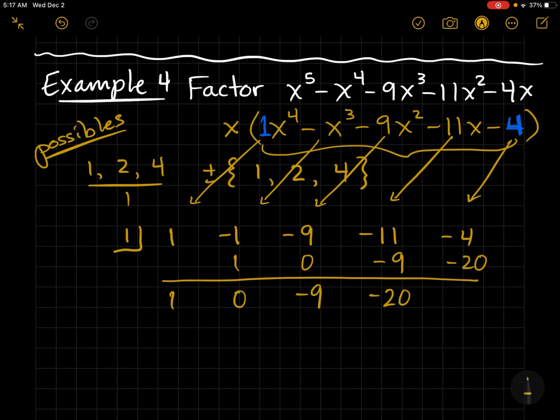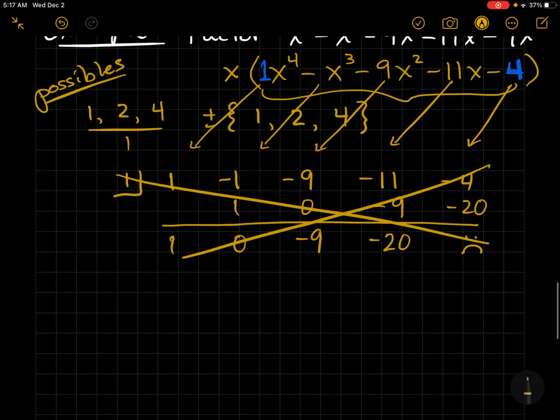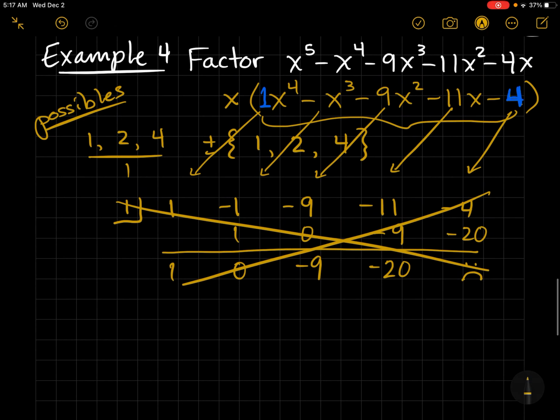I can see already it's not going to work. Okay, no, okay. The ones that don't work, you want to cross it out because you don't want to get confused and think it worked or something. So now I'm going to try -1 and keep my fingers crossed.